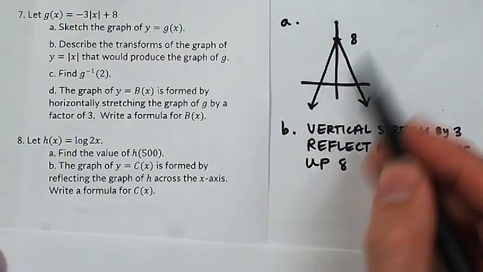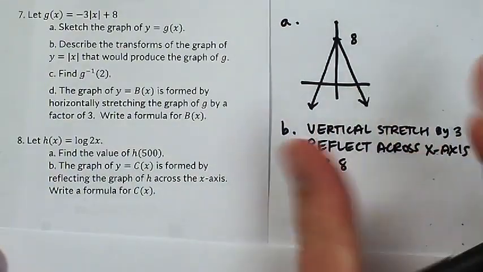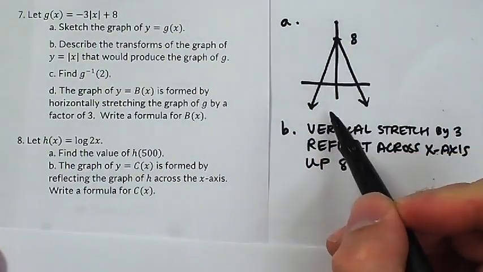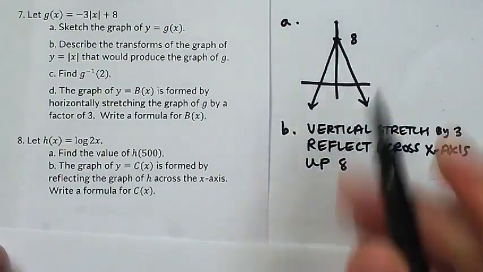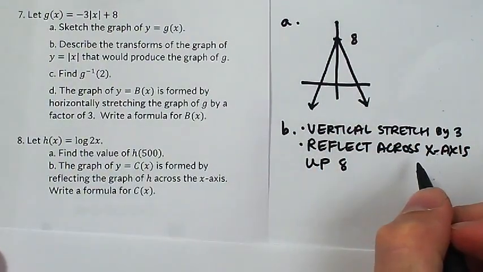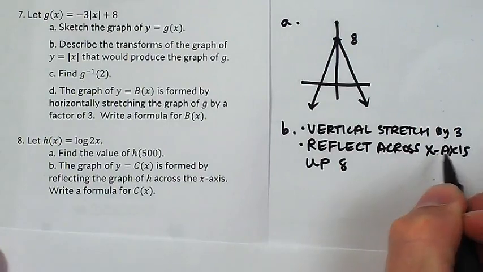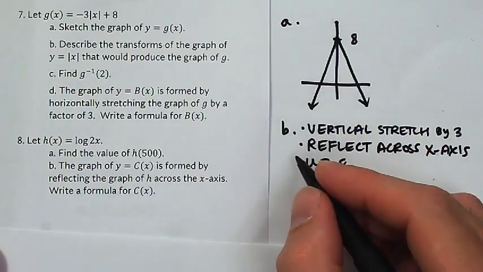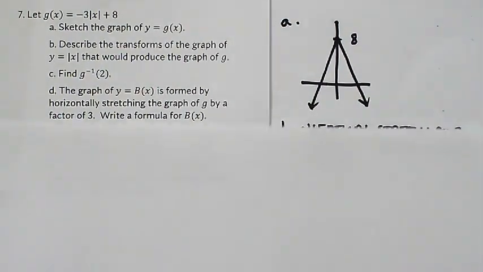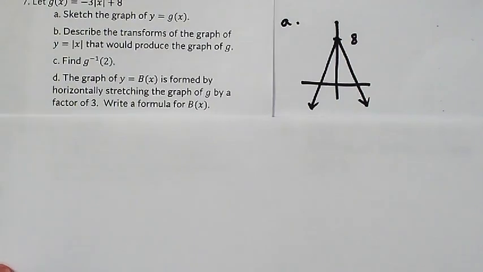So if you think about it, we had a standard V. It got narrower, vertically stretched, then it went upside down, and then it went up by 8. Either of the first two, because they're both vertical, we can do in whatever order we like. But then we need to do up by 8 after. Again, that's not really what we're focused on here. All right, C, find G inverse of 2.